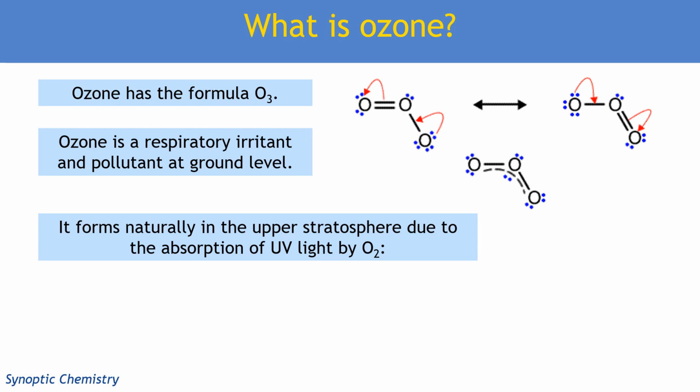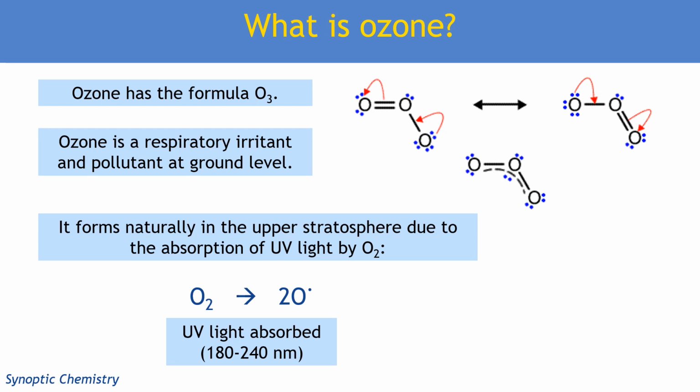So oxygen diffuses up towards the outer parts of the atmosphere, where it is exposed to a much higher intensity of UV light than it would be down here at ground level. So on absorbing that UV light, some of those oxygen molecules are going to break up, a process known as homolytic fission, which you should have covered in your free radical reactions. So this forms 2 oxygen radicals. That's happening when it absorbs a particular frequency of UV light because of the particular strength of the oxygen-oxygen bond.